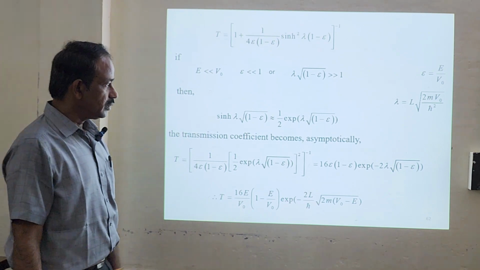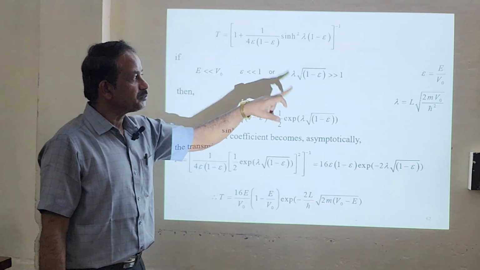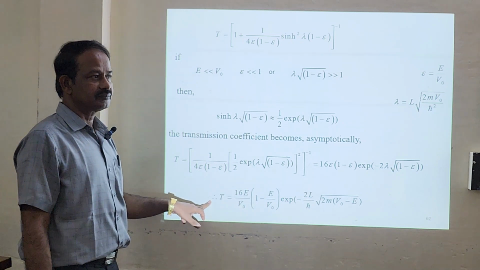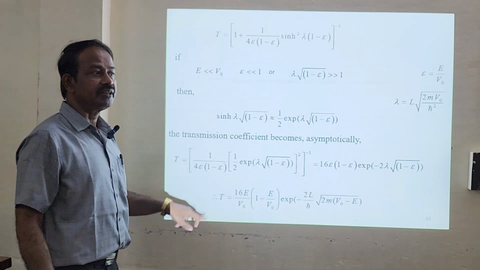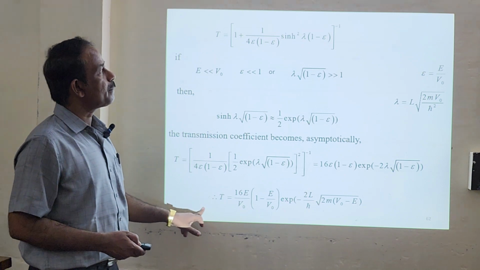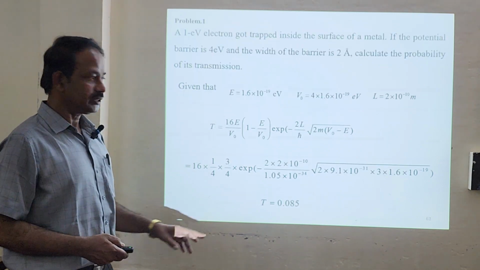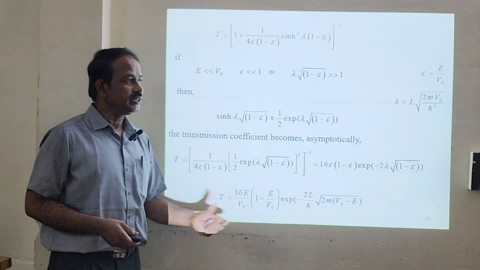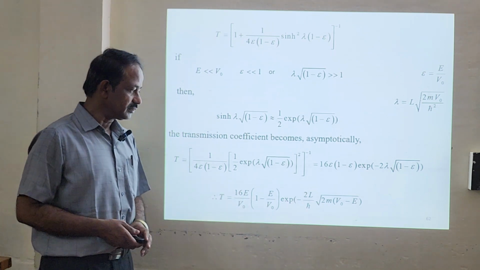Is it okay? Now I can substitute for epsilon equal to E by V naught everywhere. So this is your complete expression when E is less than V naught, in the next condition. Okay, is it okay? Any doubt? So E is less than V naught, this is the expression.